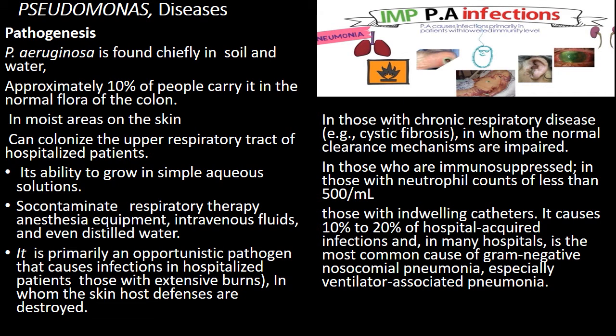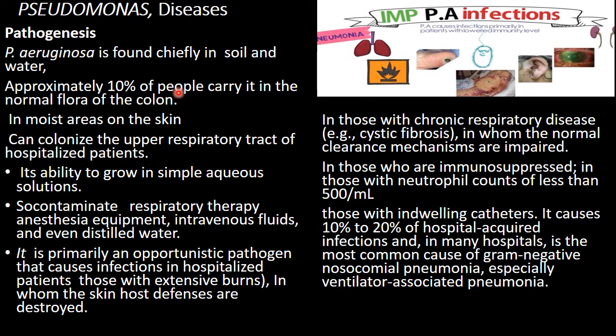Today I am going to discuss diseases caused by Pseudomonas. In the previous lecture, I discussed the properties of Pseudomonas. If we talk about the pathogenesis, the first stage is transmission of the pathogen. For this purpose, Pseudomonas aeruginosa is found in soil and water.